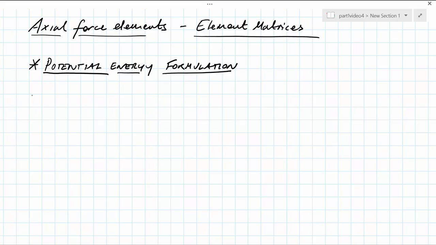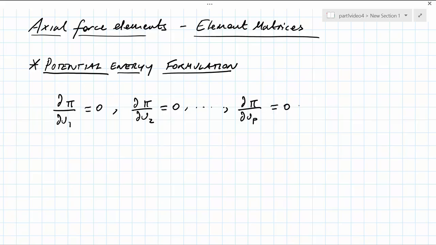To begin with, we assume that every displacement is unknown. The minimum value of total potential energy results when we minimize, with respect to the displacement, our total potential energy function. Written mathematically, that is, the first derivative with respect to every displacement. So d pi du1 equal to 0, d pi du2 equal to 0, all the way up to d pi dup equal to 0.